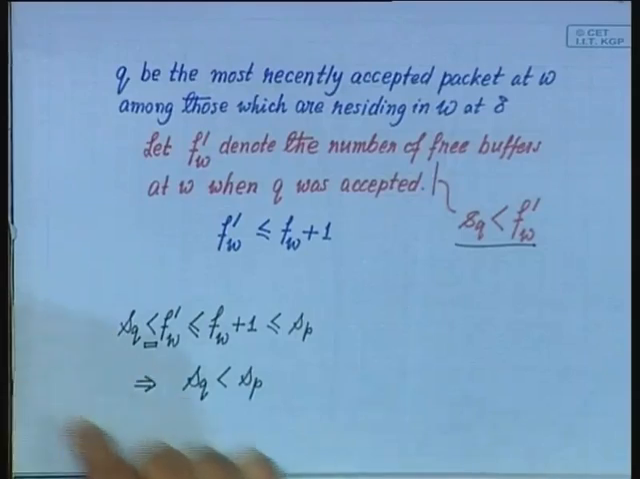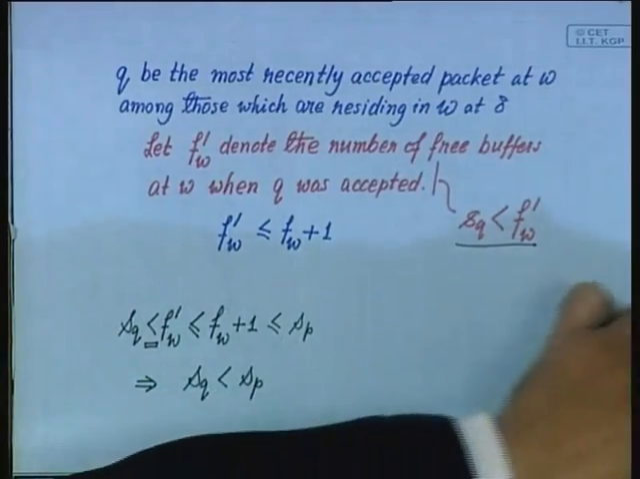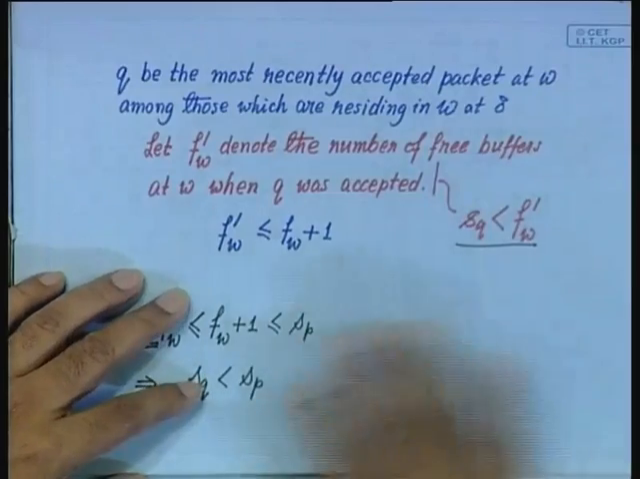All right. The proof is a little non-intuitive, but once you go through the proof, you will realize that it does guarantee that this is a deadlock free controller, right. Is it clear?